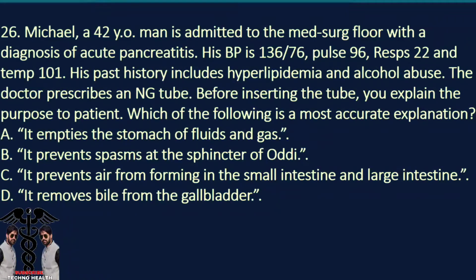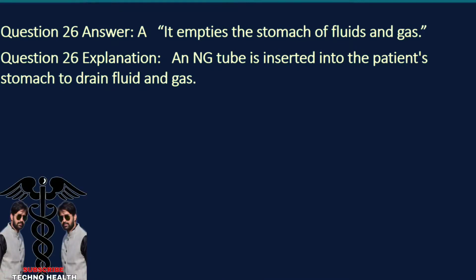A. It empties the stomach of fluids and gas. B. It prevents spasms at the sphincter of Oddi. C. It prevents air from forming in the small intestine and large intestine. D. It removes bile from the gallbladder. Question 26 Answer: A. It empties the stomach of fluids and gas. Question 26 Explanation: An NG tube is inserted into the patient's stomach to drain fluid and gas.